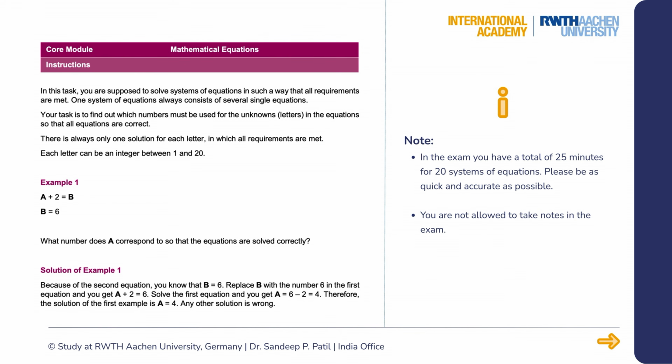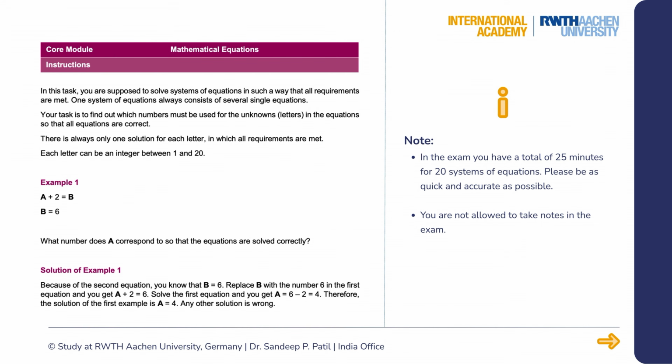which is 6. So how to solve this equation? Since they have given the value of one alphabet, we will put this value in the first equation itself. So when you subtract 2 from 6, you will get the value of A, which is 4, which is also explained here below.